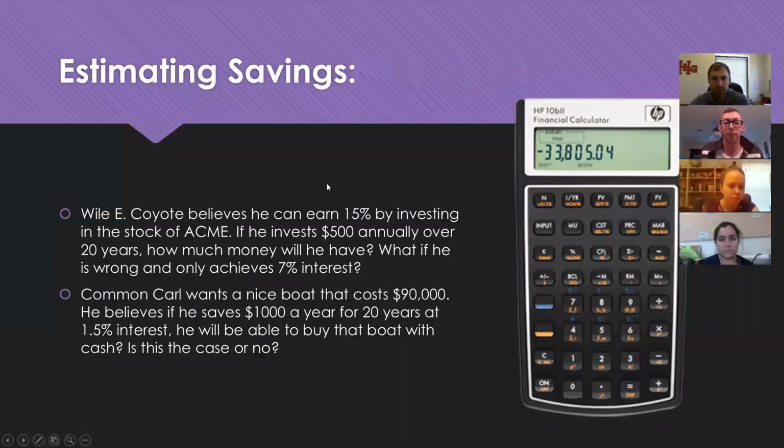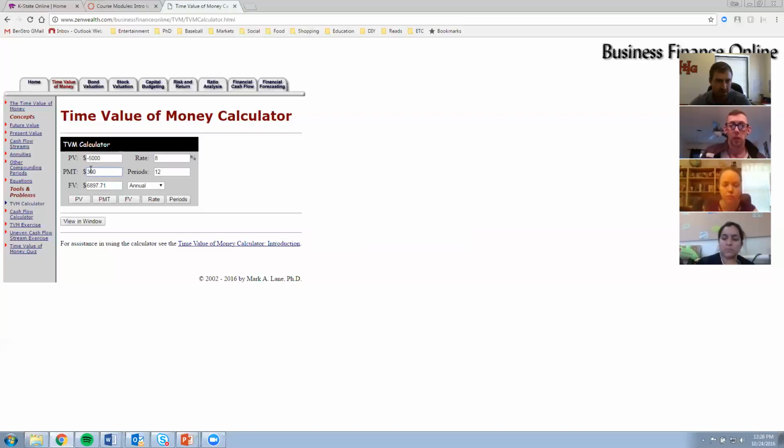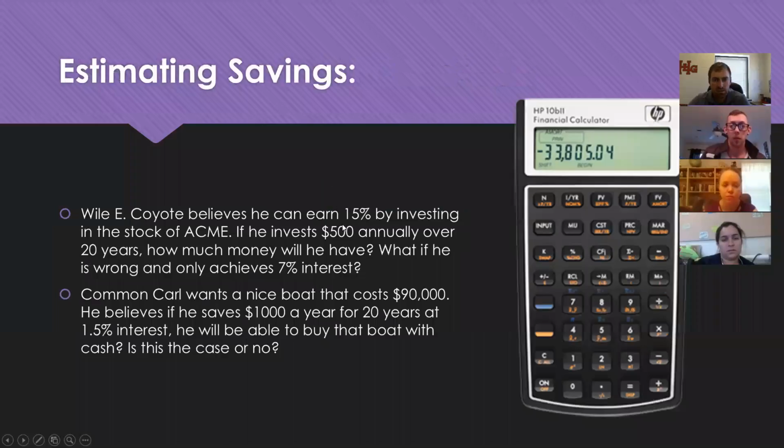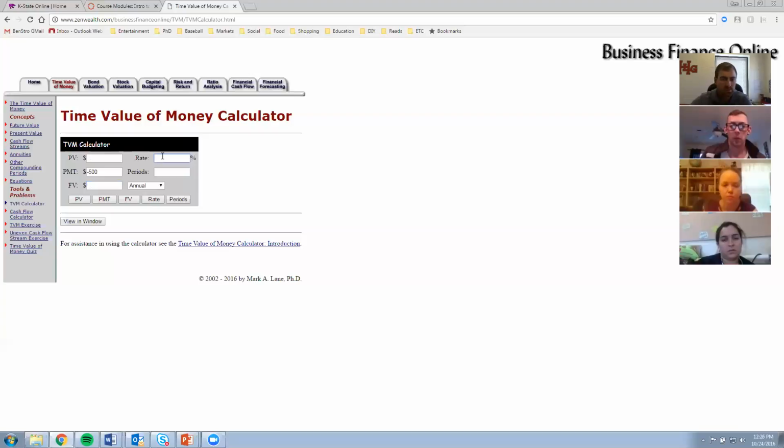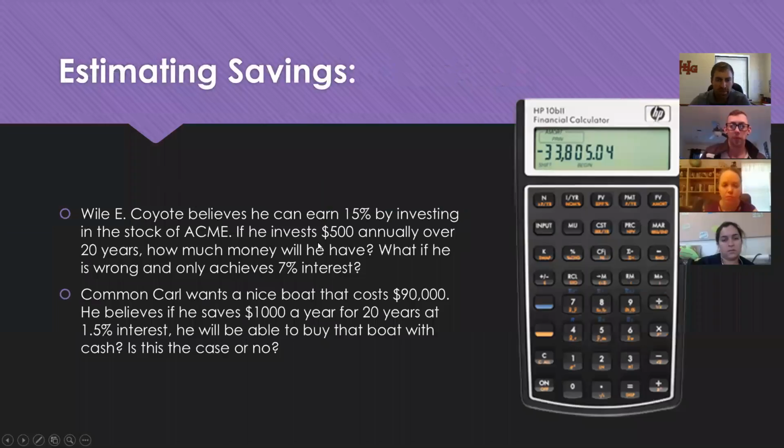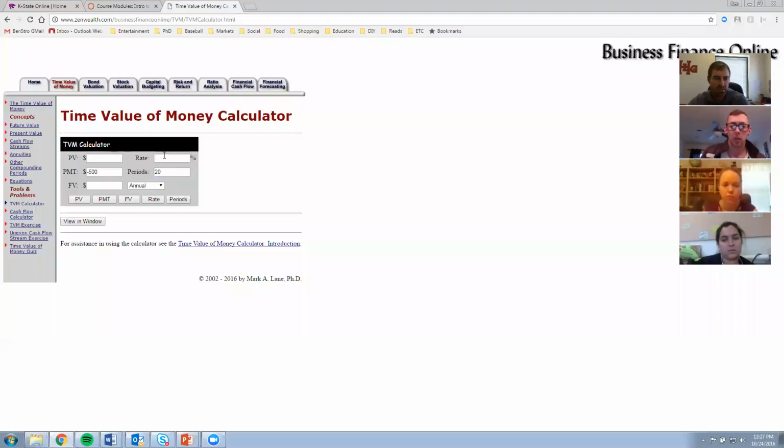So let's move on. All right, let's look at this one. Wile E. Coyote believes he can earn 15% by investing in the stock of Acme. If he invests $500 annually over 20 years, so $500 is going to be our payment. How much money will he have? He thinks he can earn 15%, so might be a little bit foolish because that's pretty high.